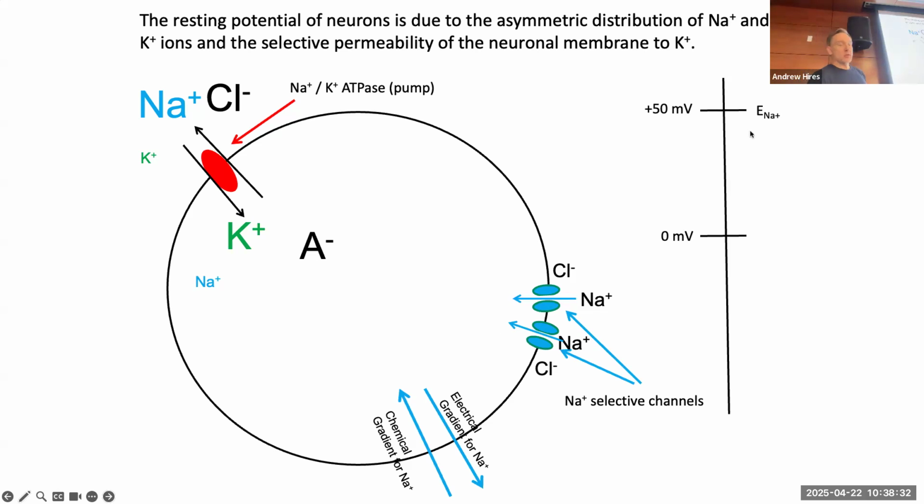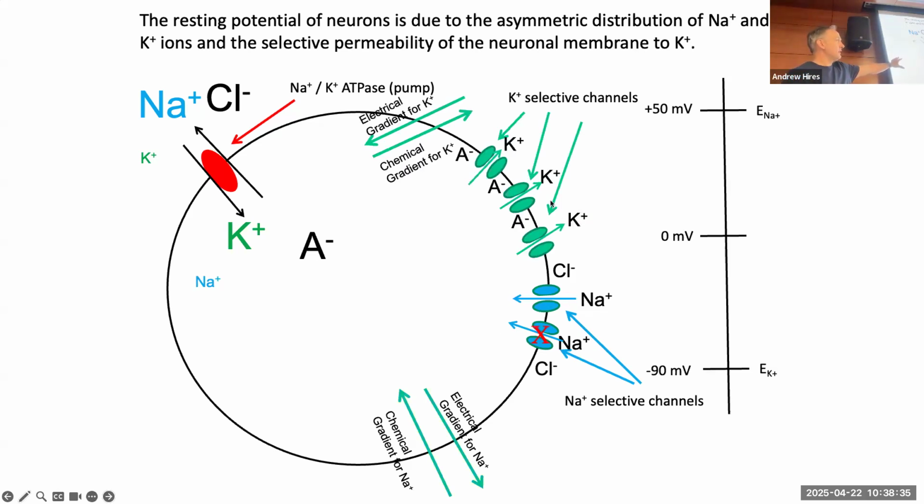So somewhere in between. The reality is, in a real cell, we have a large number of potassium ion channels open and a small number of sodium channels that are open. And so the actual membrane potential is somewhere in between this equilibrium for sodium ions and potassium ions. And it's usually right about here, around negative 70 millivolts, because the more permeable the membrane is to a particular ionic species, the more influence that ionic species has on the membrane potential.